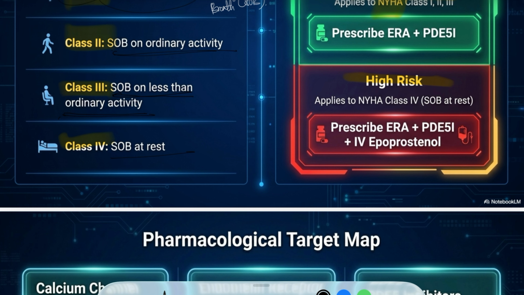If you walk 1 kilometer, or sorry, some 500 meters, and you get some exertion, then it's totally fine. But if you're getting that on walking for 100 meters itself, then it is class 3. If you are still sitting and still getting shortness of breath, then it is highly abnormal. You have to go for the treatment.